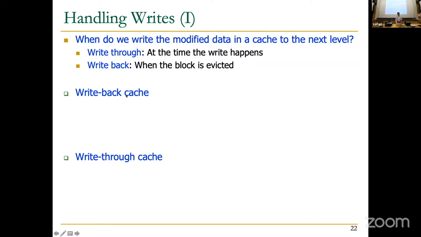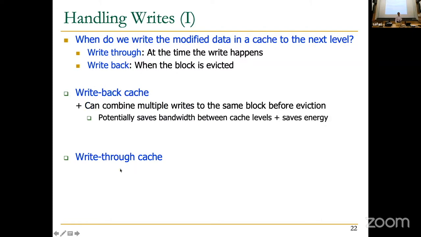So this classifies caches into two different categories. You can have a write back cache and a write through cache, and they have clearly different trade-offs. In a write back cache, you can combine multiple writes to the same block before eviction. This is called write combining. Basically, you have a block and you keep writing to this block, either to the same bytes or different bytes, it doesn't matter. You keep writing to it. And if you don't write to the next level, you're combining all of those writes in the same block in this particular level of the cache, and you write back all of those combined writes into the next level when the block is evicted.